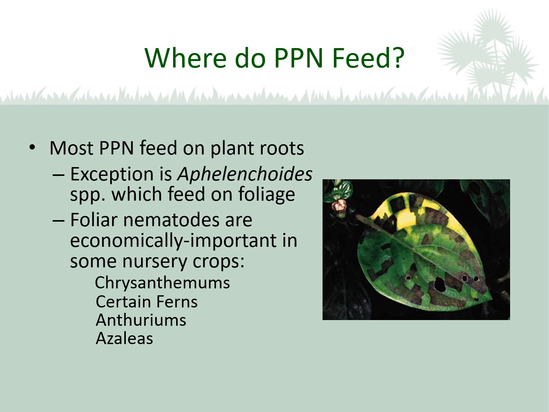Where do they feed? Most feed on roots, plant roots. There is an exception, Aphelenchoides, which feeds on foliage. Foliar nematodes are economically important in some nursery crops, such as chrysanthemums, ferns, anthuriums, and azaleas.